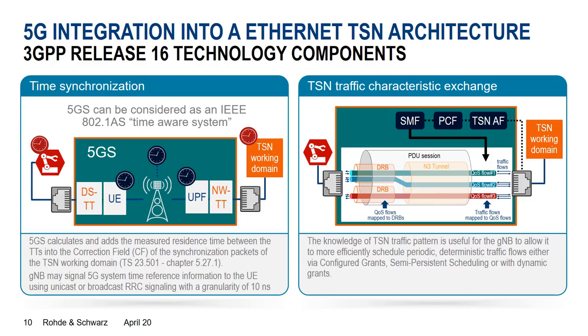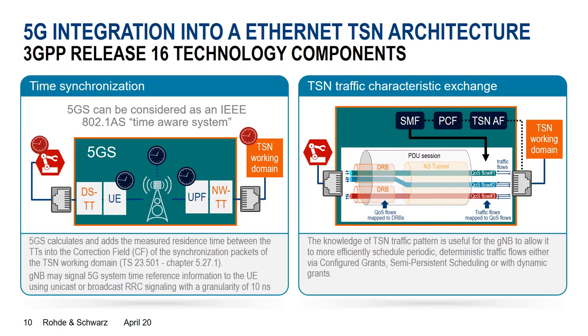And also, on top of that, the node Bs may signal certain time reference information to the end user device in the 5G system itself. They can do this by broadcast RRC signaling or unicast RRC signaling, and that is down to a granularity of 10 nanoseconds, so quite precise.